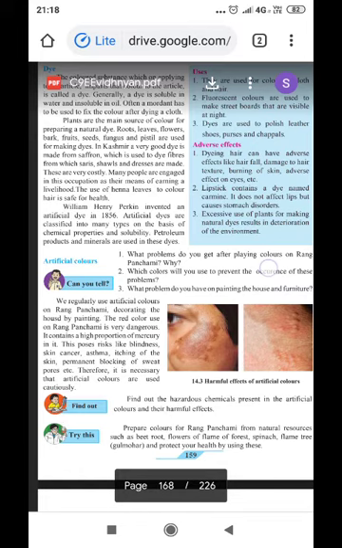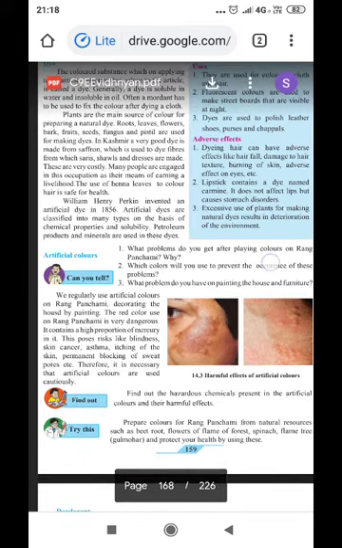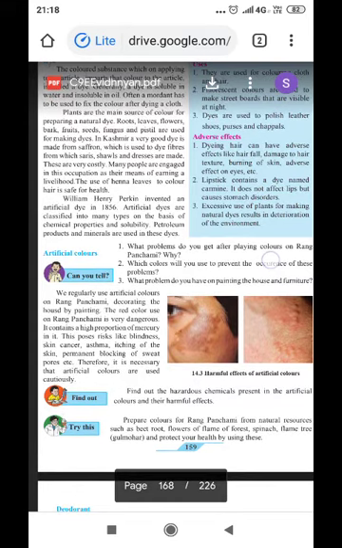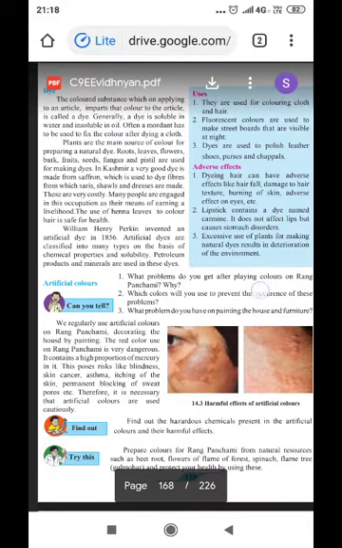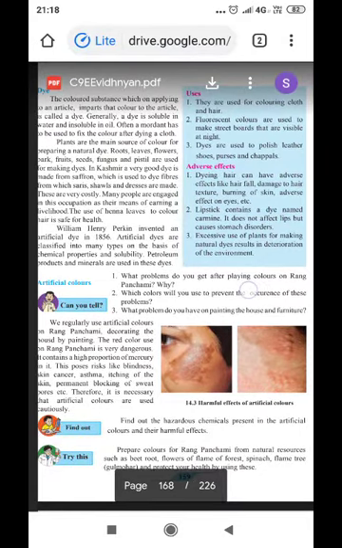William Henry Perkin invented an artificial dye in 1856. Artificial dyes are classified into many types on the basis of chemical properties and solubility. Petroleum products and minerals are also used in these dyes. Now we are going to discuss the uses and adverse effects.